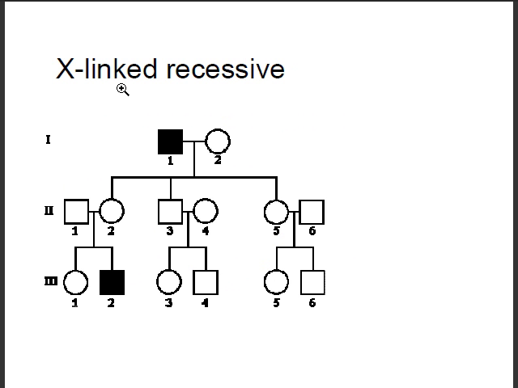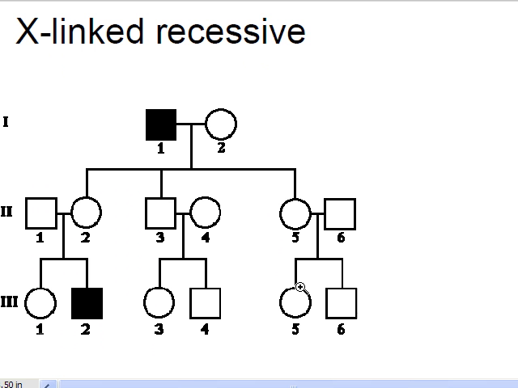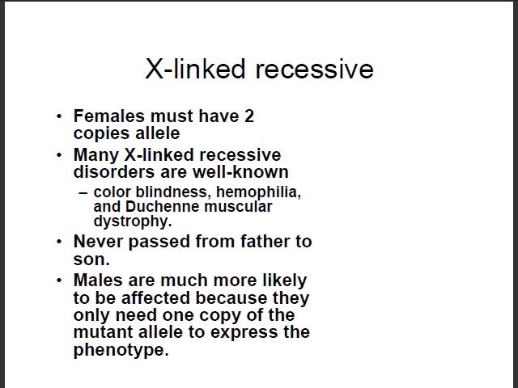Here is an X-linked recessive disorder. It skips a generation, as you can see here, and it's never passed from father to son. And it looks like male individuals get this from their grandfather through their mother. The females must have two copies of the allele to express the disorder, so you very seldom see that they have it.